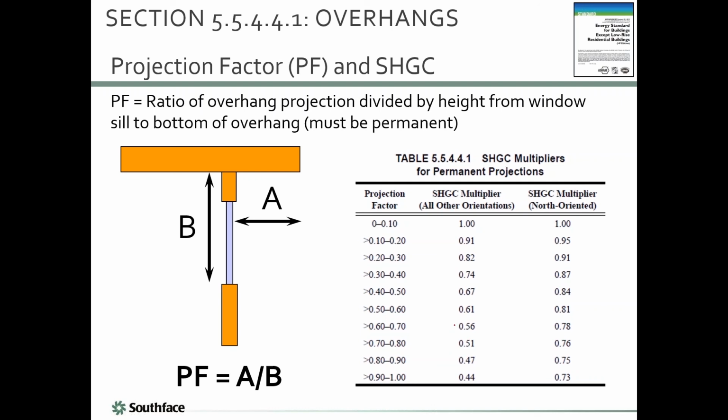So you would multiply any of your glass by 0.56 to give you your effective solar heat gain. So whatever your solar heat gain is, you only have to take 56% of that number, and it almost cuts it in half by that. So you get a lot of credit for projection factors.